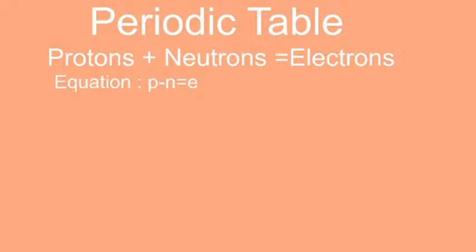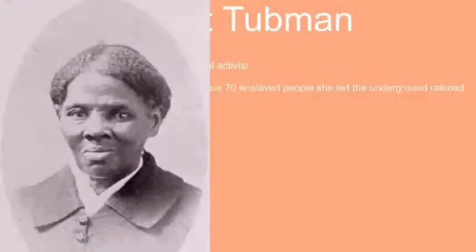Now, our next lesson is about Harriet Tubman. Harriet Tubman was an American abolitionist who was born in slavery, who had 13 missions to rescue 70 people and led them to the Underground Railroad to escape from slavery.